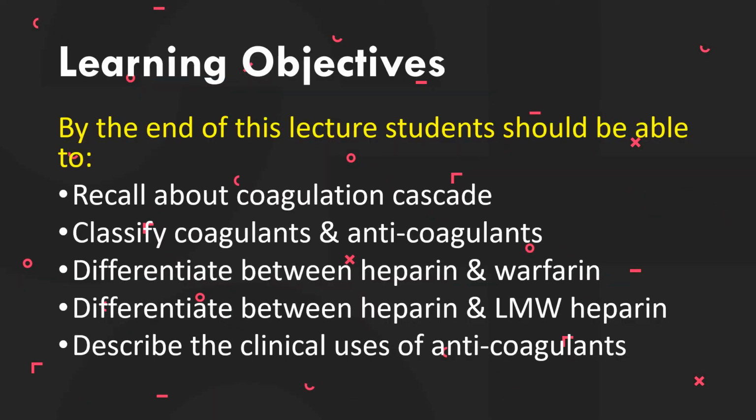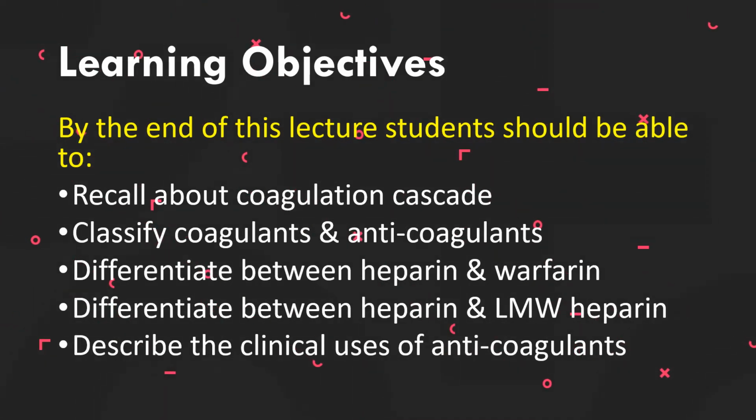So the learning objective of today's lecture would be, by the end of this lecture, students should be able to, number one, recall the coagulation cascade. They should be able to classify coagulants and anticoagulants. They should be able to differentiate between heparin and low molecular weight heparin, as well as heparin and warfarin, and they should know the clinical uses of anticoagulants.